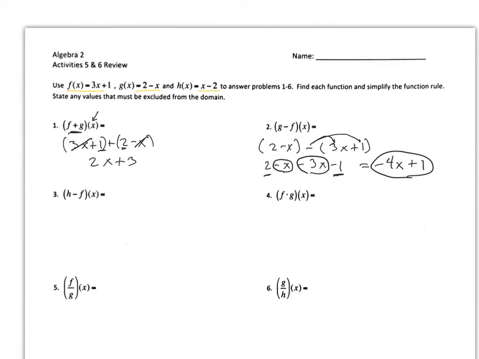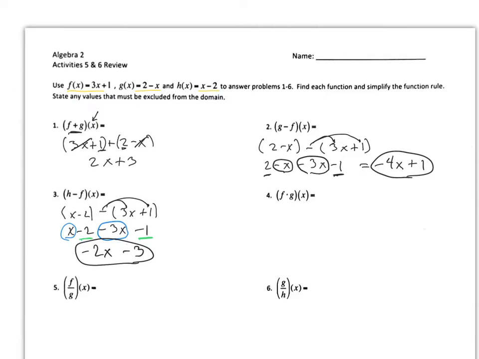So just another subtraction problem. h is x minus 2, and f, of course, we just did this one. It's a different problem, but we just used f, so we have 3x plus 1. So now we're going to have x minus 2, distribute the negative sign, or basically multiply by negative 1, so negative 3x minus 1. Now you look for the like terms. This is a plain old x, and then this is a plain old x. So 1 minus 3, that's negative 2x, and then we have the plain numbers. Negative 2 minus 1 is a negative 3.